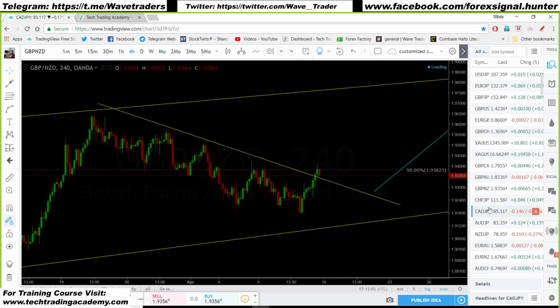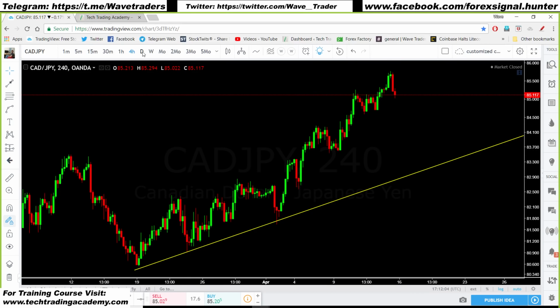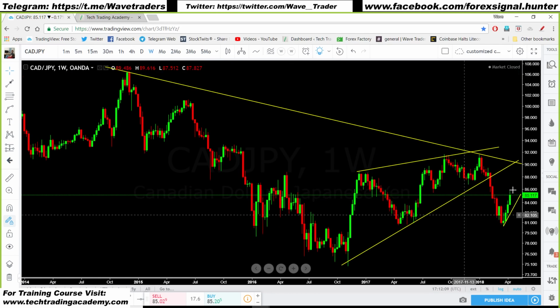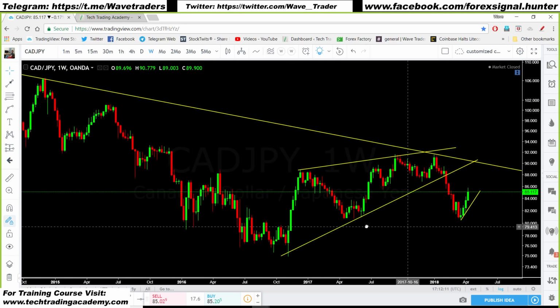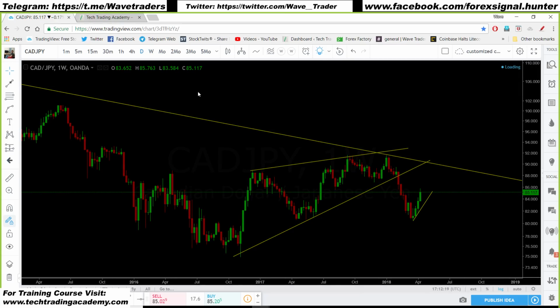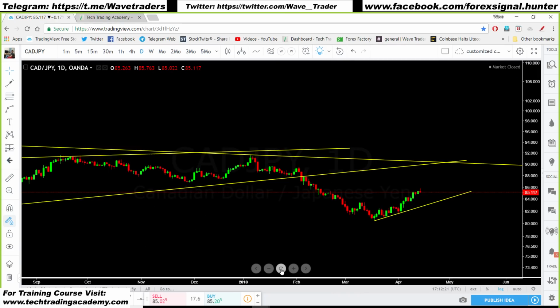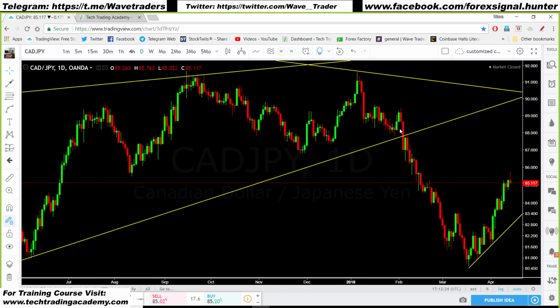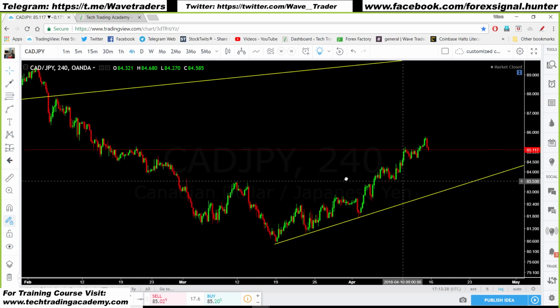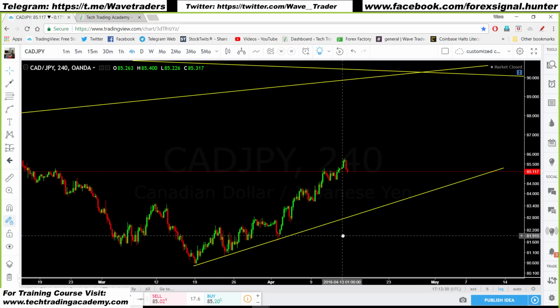So CAD yen. We are looking for the bigger correction and then drop. You can still buy CAD yen for short term for upside, but make sure you trade carefully. Warmongering is going to push this pair aggressively to the downside. Any threat or any uncertainty is going to push this pair to the downside aggressively.